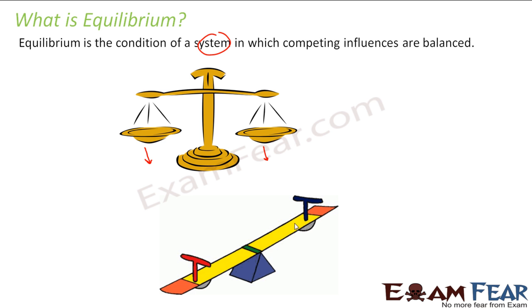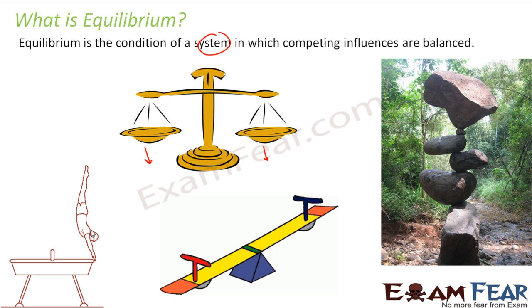If you see the seesaw which kids play on in the playground, there's a balance. One kid will sit here, one kid will sit there, they'll balance and they'll play. If you see this gymnast doing some equilibrium activities, in this position he is totally in equilibrium. A good example is the stones: one on top of another, the bigger stone here, the smaller stone there. They're standing erect because they are in equilibrium. If you push a little from this side, it will fall down. So these are examples of equilibrium.